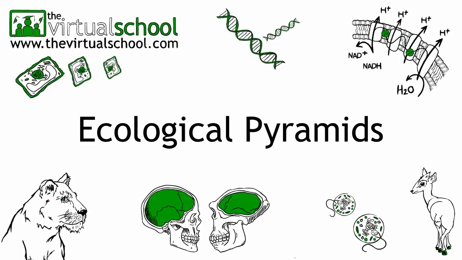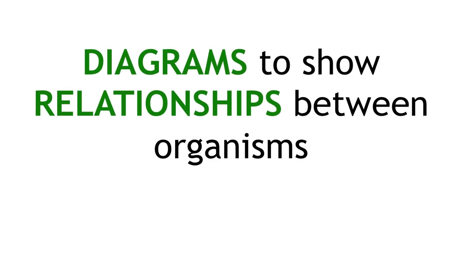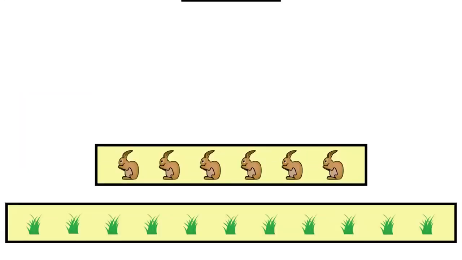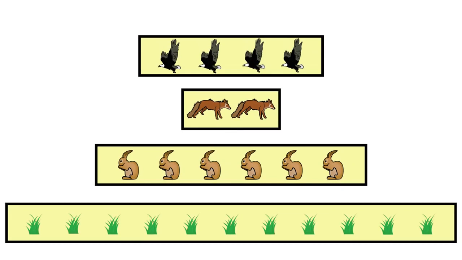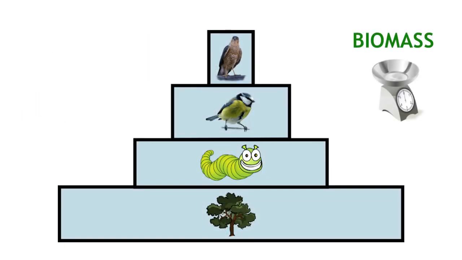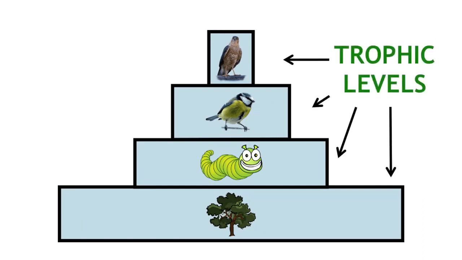Ecological pyramids are diagrams used to display quantitative data and show the relationship between organisms in an ecosystem. They are made up of bars stacked on top of one another. They can be used to show number of organisms or biomass of each trophic level in the ecosystem. They visually describe the quantities that we see in food chains and food webs. So how does that work?